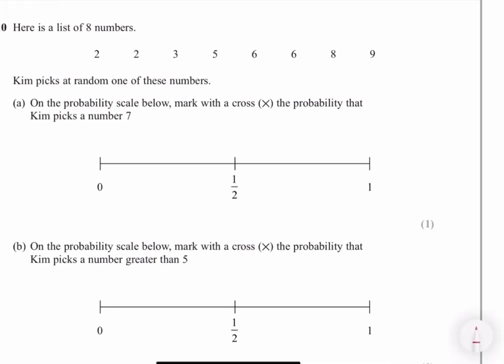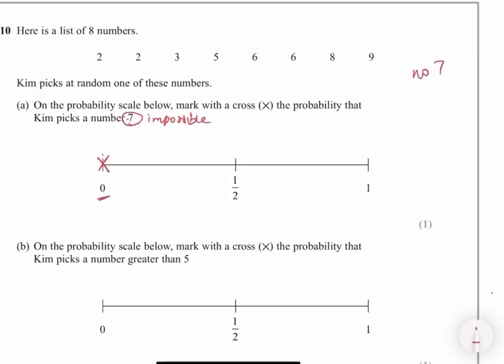Here's a list of 8 numbers. You need to write the probability of 7. 7 is not there, so that means it's impossible. So we're going to go for 0 and put the cross there.